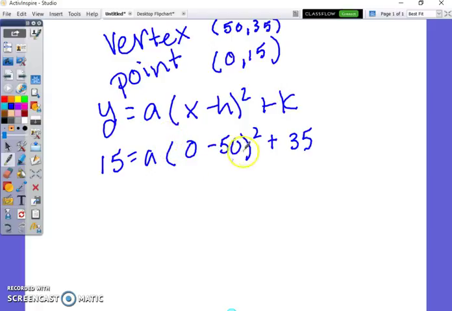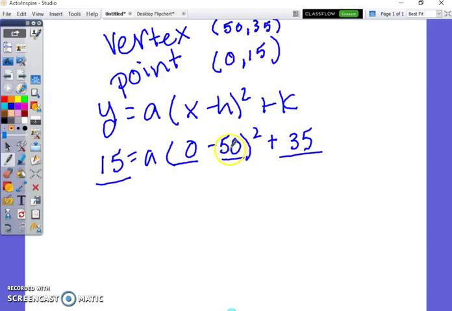So I've plugged in h and k. I've plugged in x and y. Okay. What do I do with this information? Simplify and solve for a. Okay, so let's go through all of our steps. What comes first?